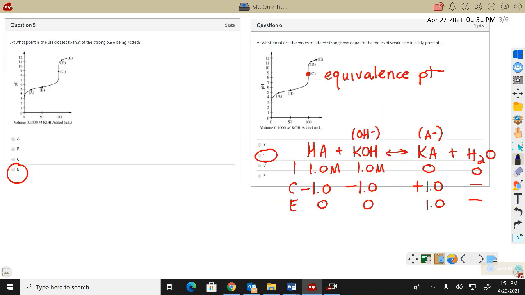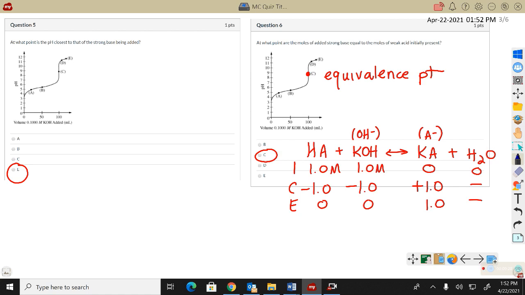Question 5, at what point is the pH closest to that of the strong base being added? And that would really be up at point E, where if I were working this as an ice table, at this point when I've gone beyond the equivalence point, I've got excess strong base. And so if I have excess strong base, the pH is really just dependent on the amount of excess base in the solution. Strong base.